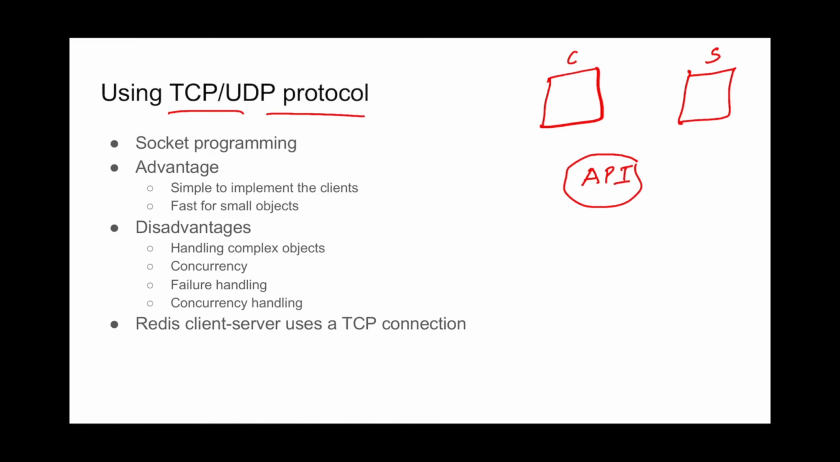Redis client-server is a popular example which uses this TCP/UDP protocol. The Redis server runs on a TCP port, and the Redis client connects to this port, and then they communicate with each other, similar to the example I showed.